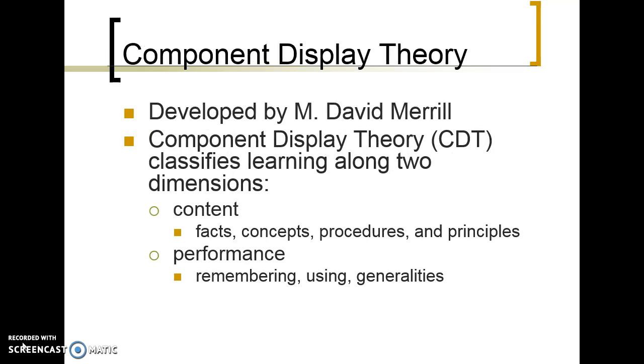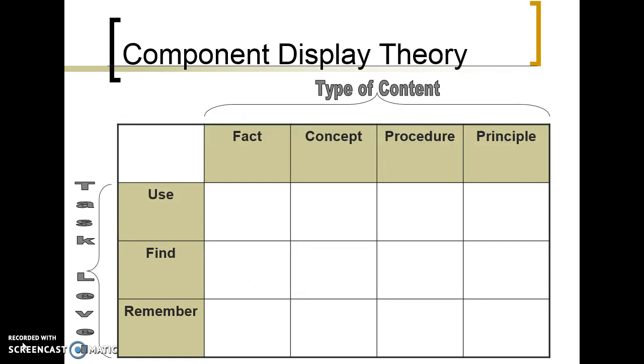So from that, we move on to component display theory that Merrill created, which is a 2-dimensional model, which is an x-axis and a y-axis. We have content. What are we teaching them? Are we teaching them facts, concepts, procedures, or principles? And then what do we want them to do with it? Do we want them simply to know them? Do we want them to use it? Or do we want them to find it or use it practically?